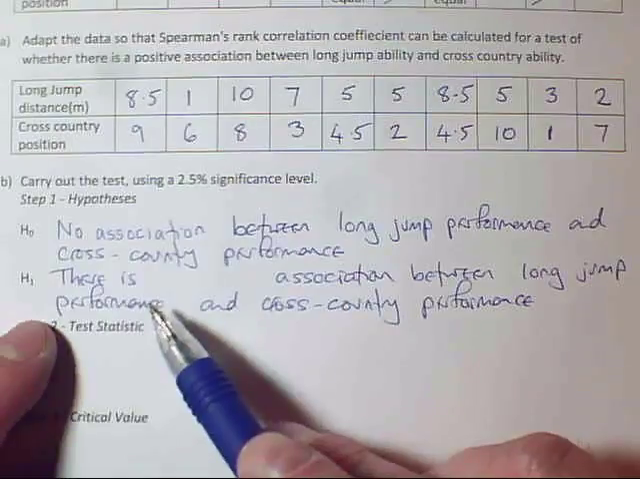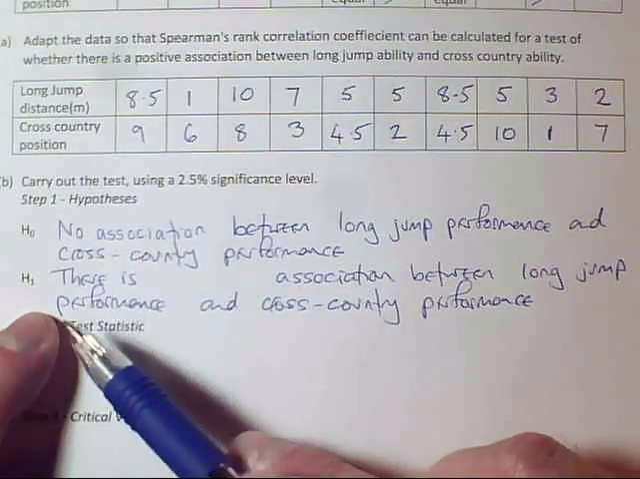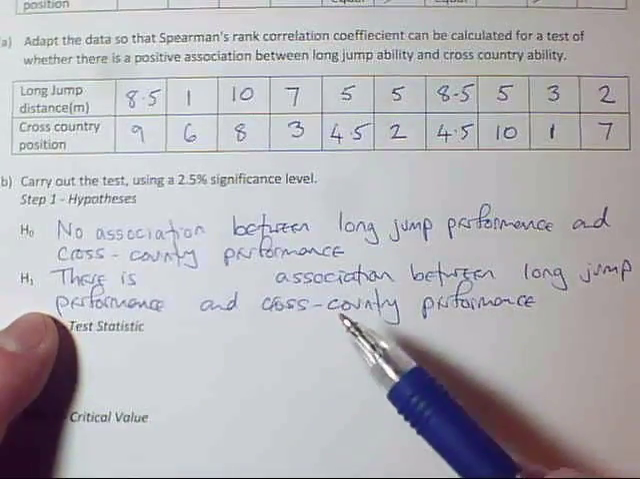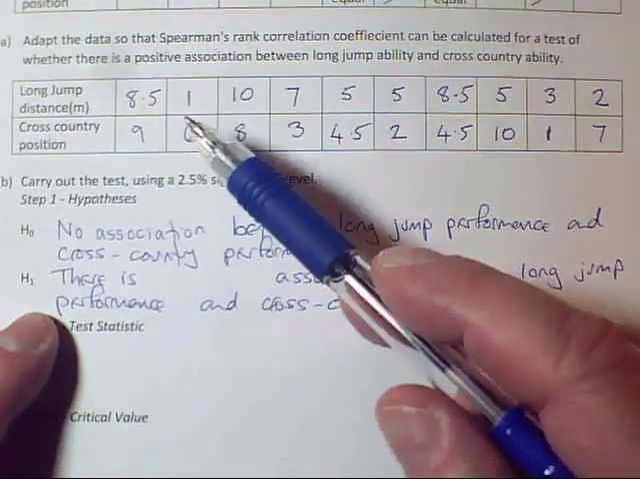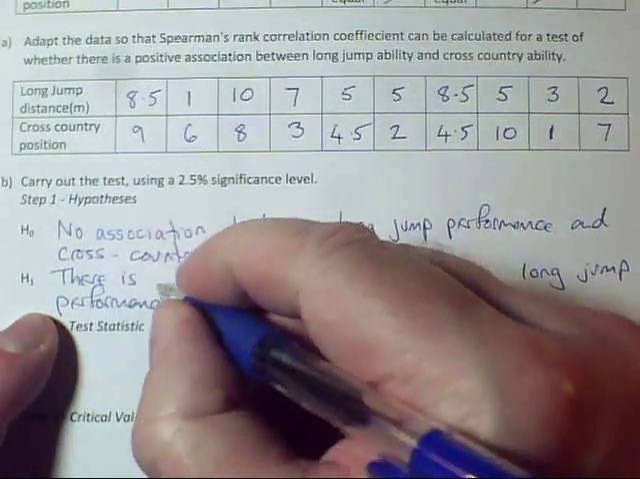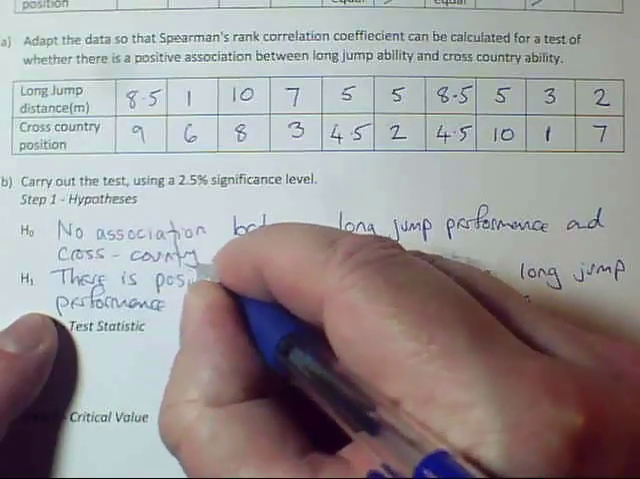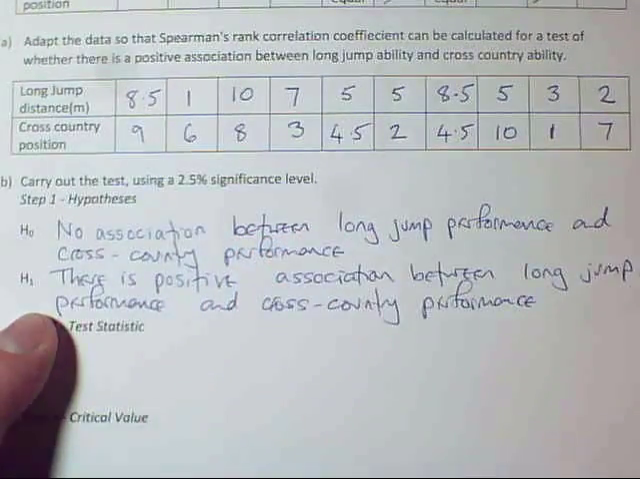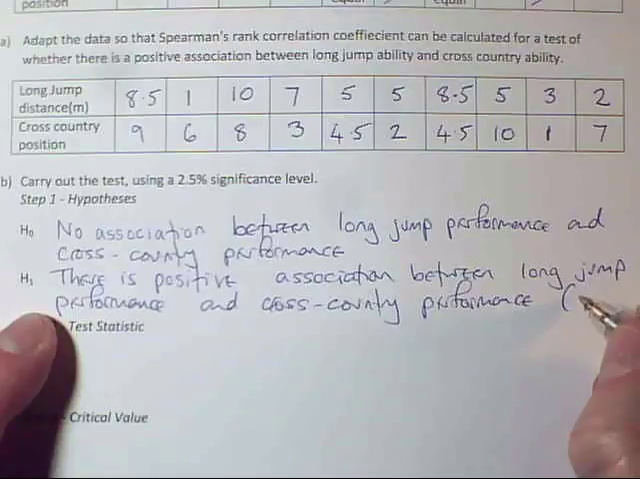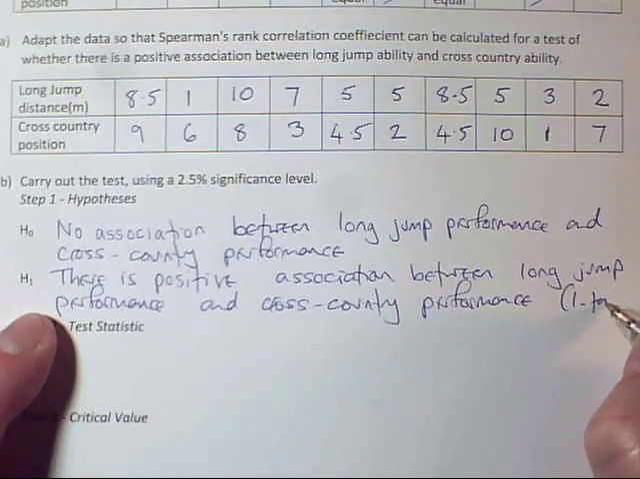And H1 will be some kind of association, but that's where I have to be careful about whether it's 1 or 2-tailed. Now for H1, okay, this is where I have to be careful. There is association, but what kind of association? Well, we are looking specifically for a positive association. So I need to insert that word in H1, and that means that this is going to be a 1-tailed test.